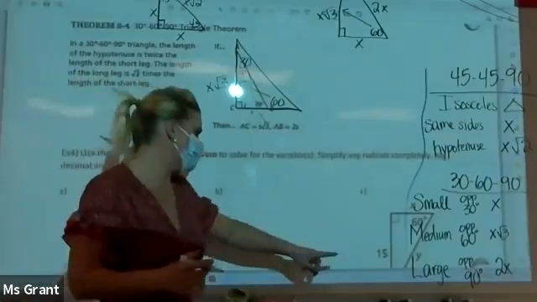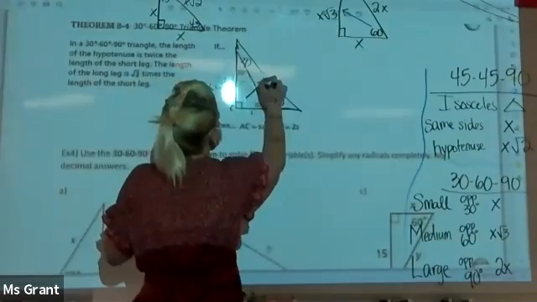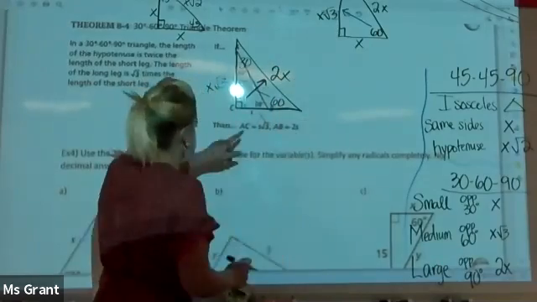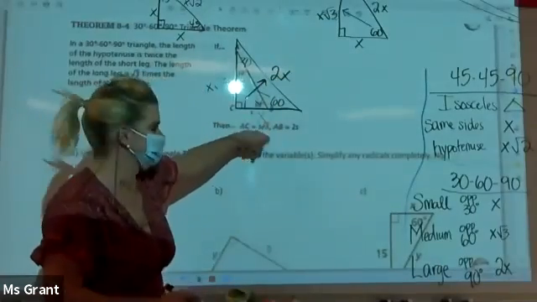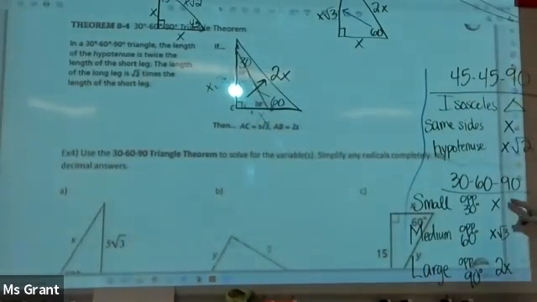The longest side is opposite the 90 degrees, and that is double X, double whatever this one is. So here's what we got: X, X rad 3, 2X.